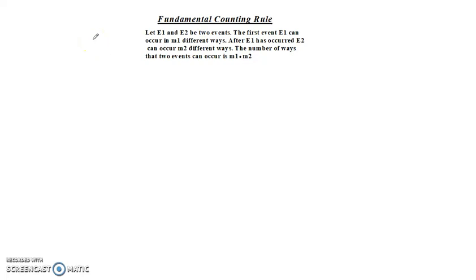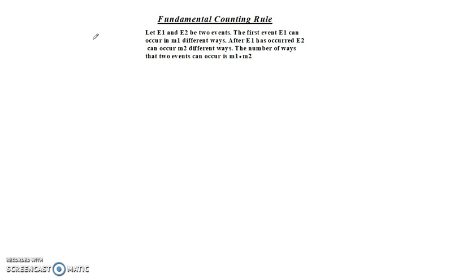Hi everyone. In this video, we are going to talk about the fundamental counting rule. This is a part of counting, but it is the simplest counting method.